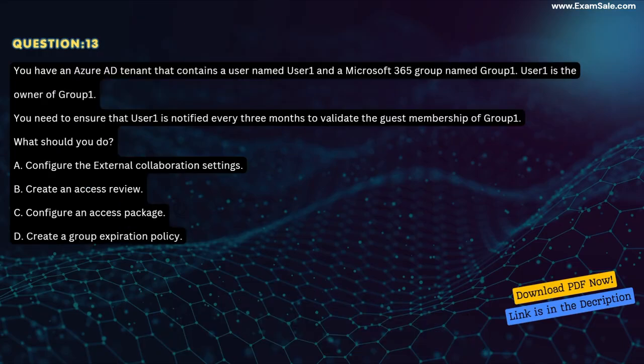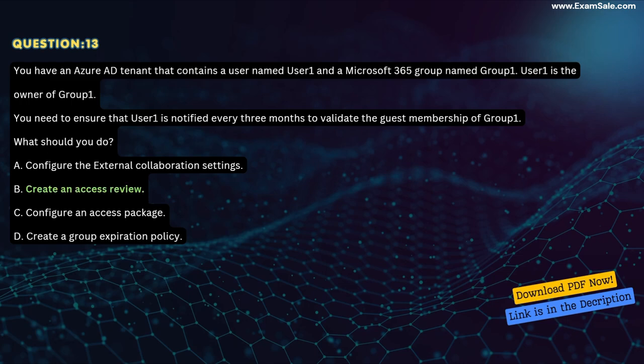Question 13. You have an Azure AD tenant that contains a user named User1 and a Microsoft 365 group named Group1. User1 is the owner of Group1. You need to ensure that User1 is notified every 3 months to validate the guest membership of Group1. What should you do? A. Configure the external collaboration settings. B. Create an access review. C. Configure an access package. D. Create a group expiration policy.